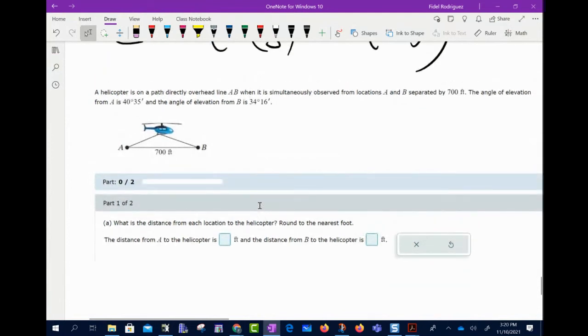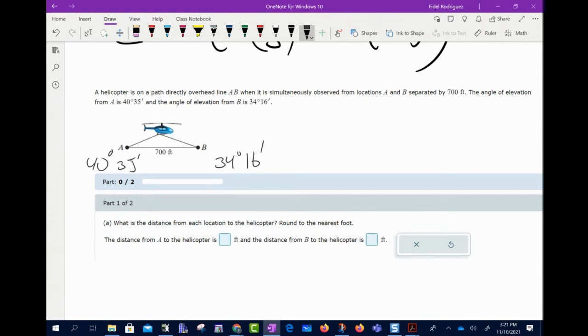It says a helicopter is on a path directly overhead line AB when it's simultaneously observed from locations A and B separated by 700 feet. The angle of elevation from A is 40 degrees 35 minutes, and the angle of elevation from B is 34 degrees 16 minutes. Okay, so I'm going to say this angle B is 34 degrees 16 minutes.